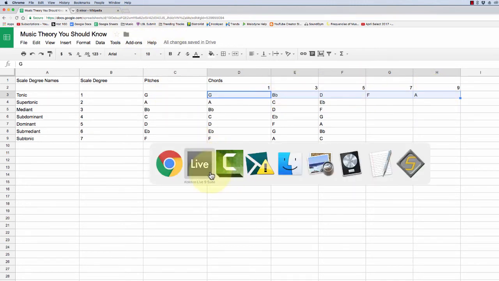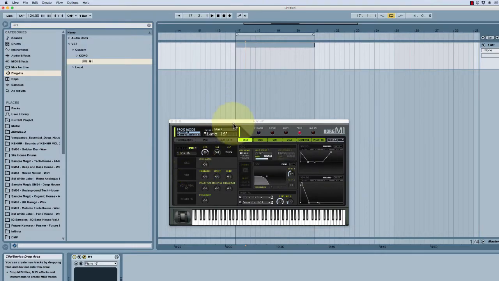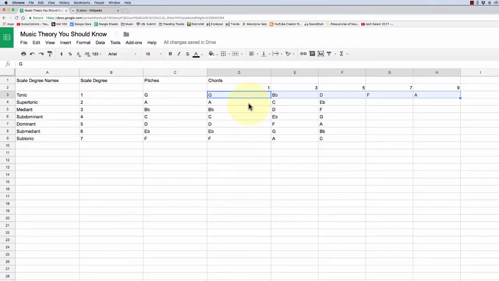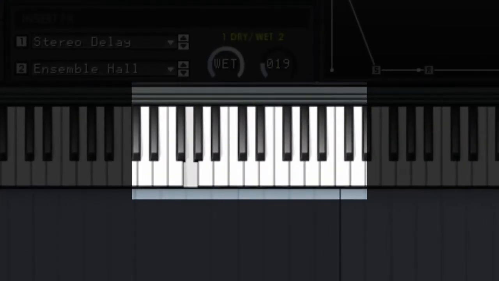So let's go over to Ableton really quickly and let's just listen to what these sound like, all right? So this first guy right here, G, B flat, D, is going to be your basic G minor triad. Why triad? Because there's 3 notes, G, B flat, D, so that's a triad, okay? So a basic G minor triad, and that's going to be like this.